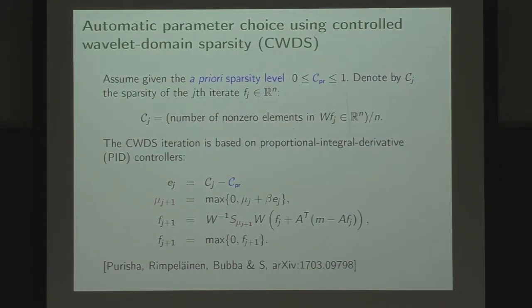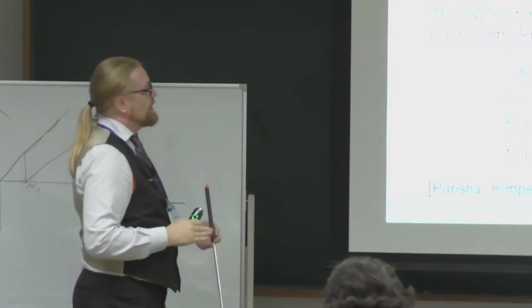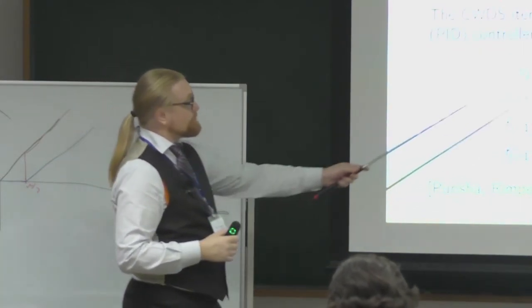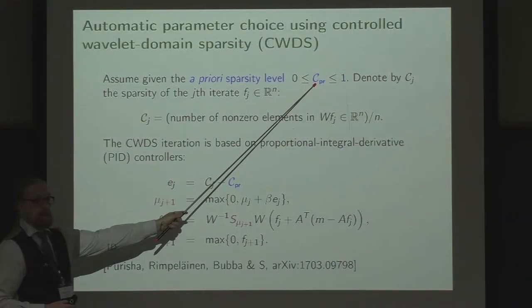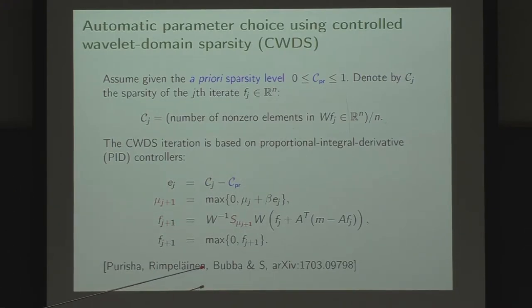So now the idea is to use a very basic approach from control theory. Control theory, of course, is based on observing some number that depends on another number and then controlling the output. So now we think that we know the desired sparsity level, which we want to find, and this is done with the controlling method. In each iteration we compute how far the sparsity of the current iterate is from the desired a priori known sparsity. So this is the error in the control.